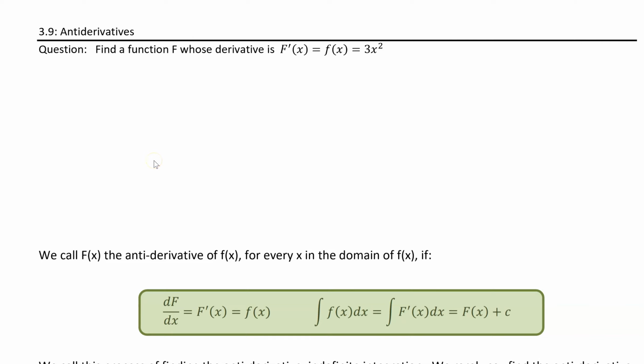All right, this video is about antiderivatives. So we're going to start with a question. Find a function f whose derivative is f prime of x equals 3x squared. So what it's asking now is they're giving you the derivative, and what they want to know is what was the original function. So that is considered our antiderivative.